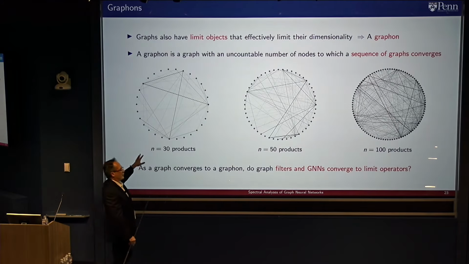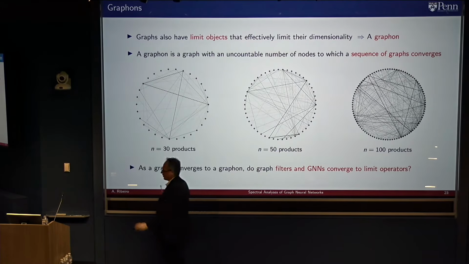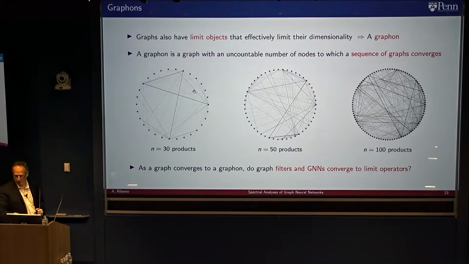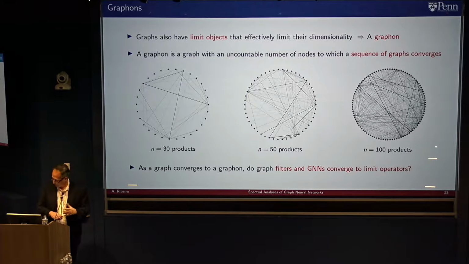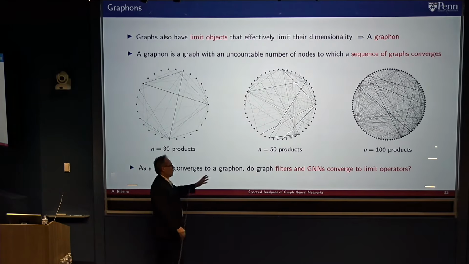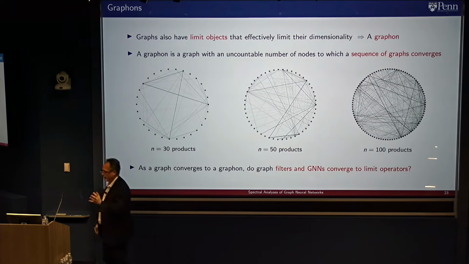This is a recommendation system. I give you a graph with 30 products, 50 products, a graph with 100 products, and then the question is, okay, if I now keep growing the number of products, is this approaching a limit or not? Well, the way to model this is to first consider a limit object of the graph. A limit object that is popular here is a graphon. And I can now ask the question, if I give you a sequence of graphs that converges to a graphon, do the graph filters and GNNs converge to corresponding limit operators?